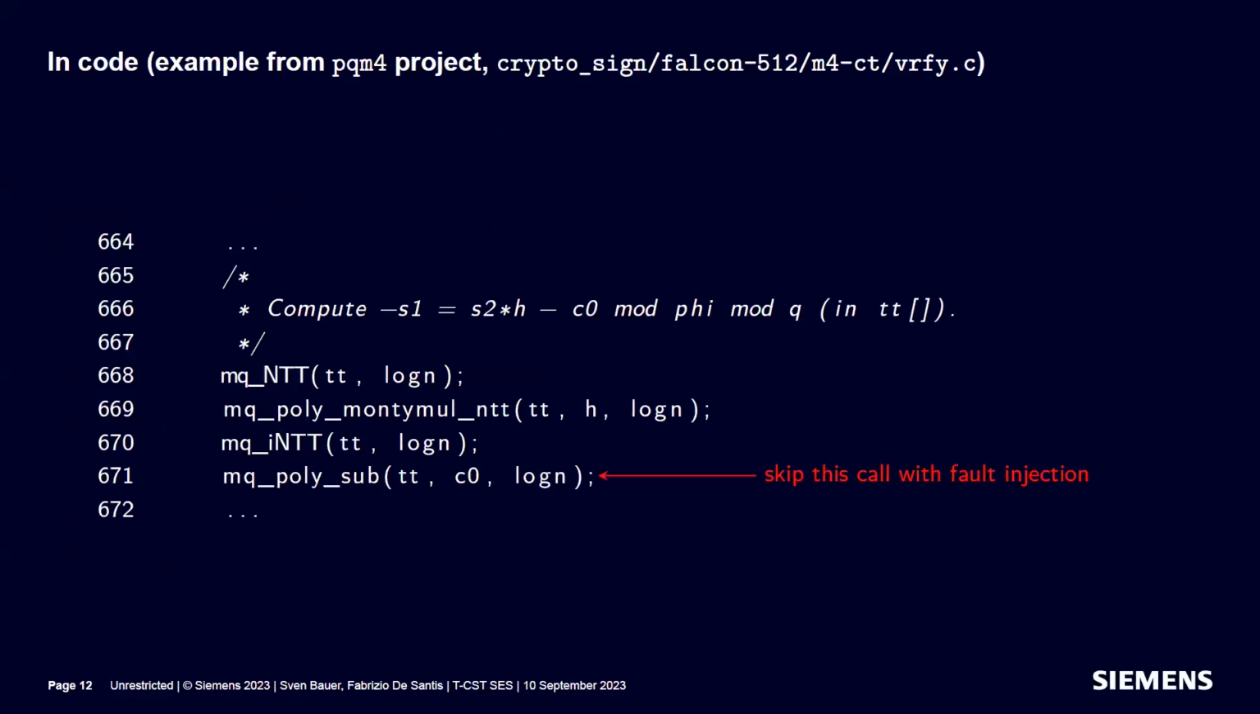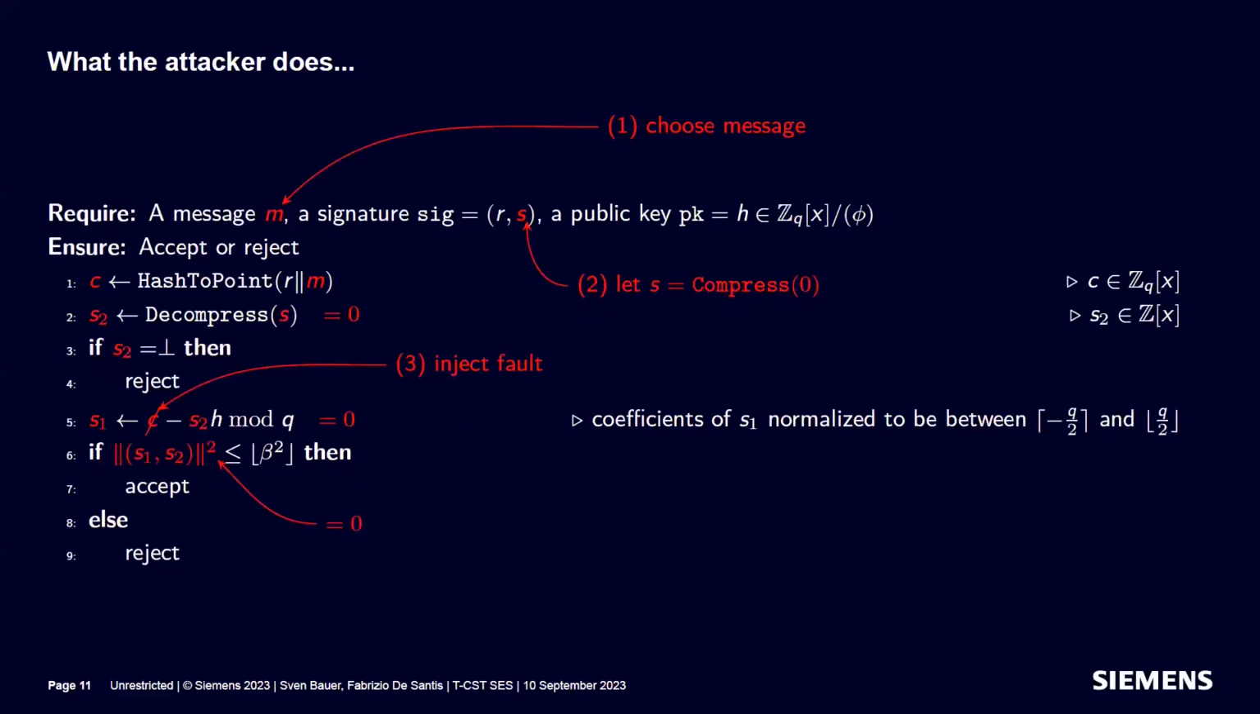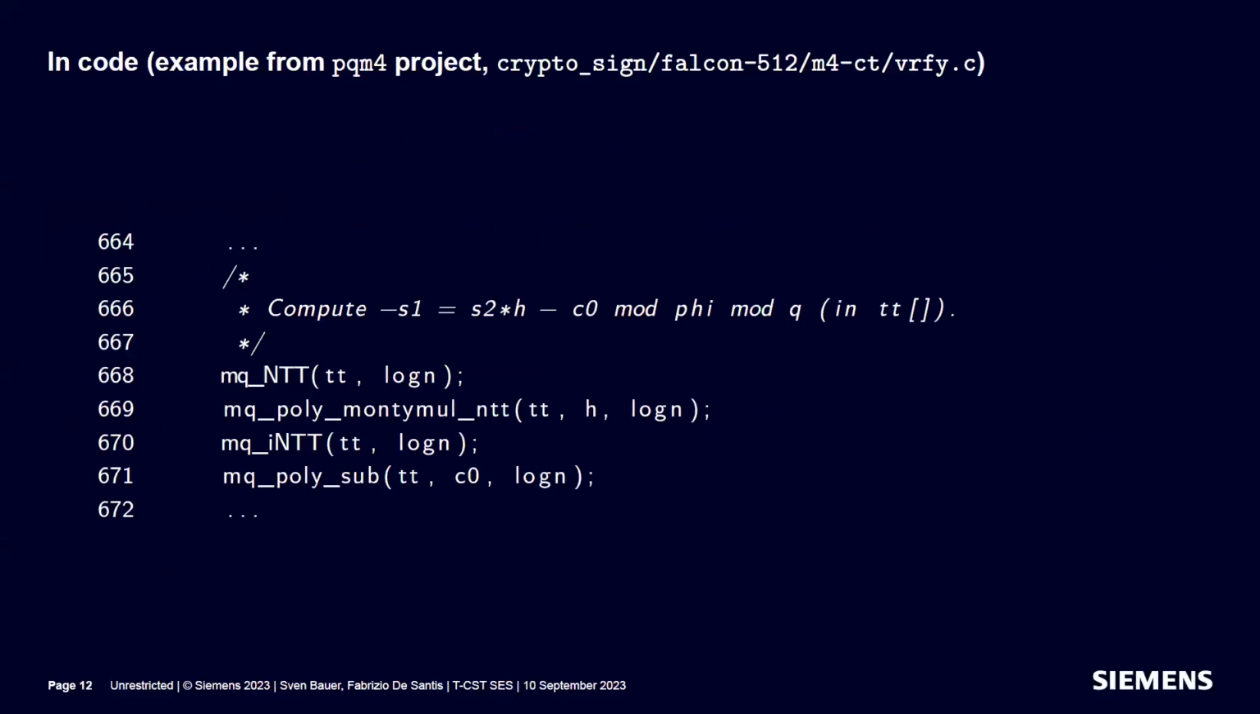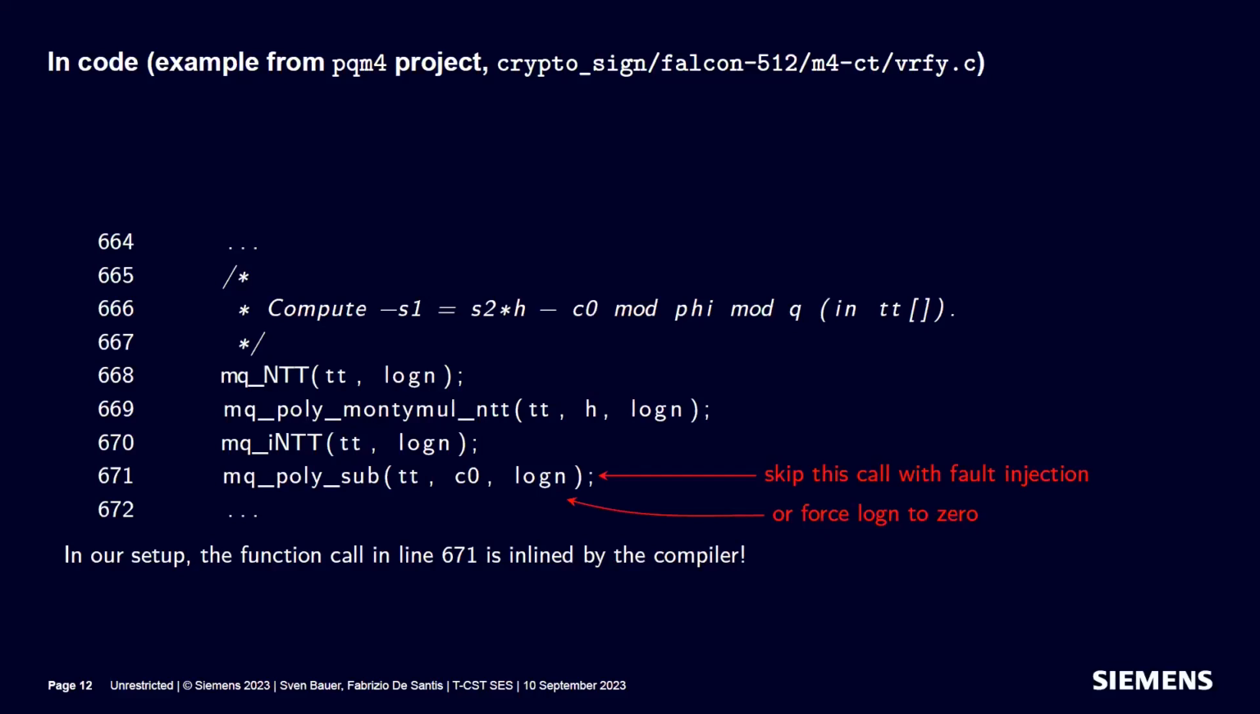Funny enough, it's actually implemented the other way around in PQM4. So here it was C minus S2 times H, and it is implemented as S2 times H minus C, which perhaps makes it a bit easier for us. So again, you have a single function call, a single subtraction call. So you would expect you can just skip a function call and you're done. Alternatively, you could force this log n to 0, by the way, if you're more interested in data faults and instruction skips, but let's stick with instruction skip for the time being.